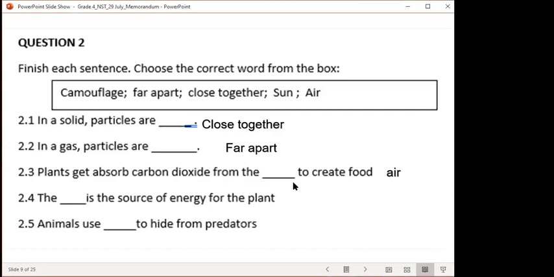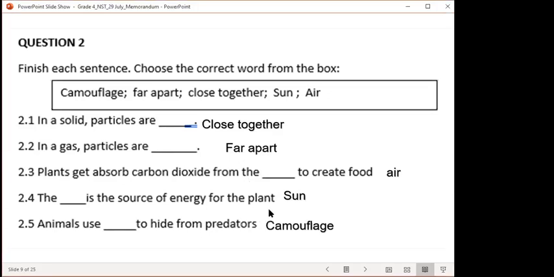Then question 2.4, the blank is the source of energy for the plant. Ma'am, it's sun. So the sun is the source of energy for the plant. Well done, Awande. And so we have the sun, which is also written just there at the end of the sentence. Then 2.5, animals use blank to hide from predators. Yabonga? Camouflage. Camouflage, beautiful. Thank you very much for that.